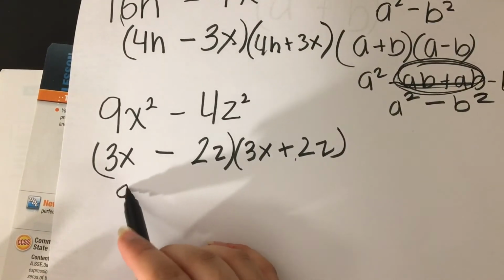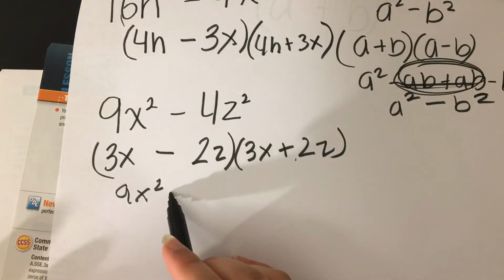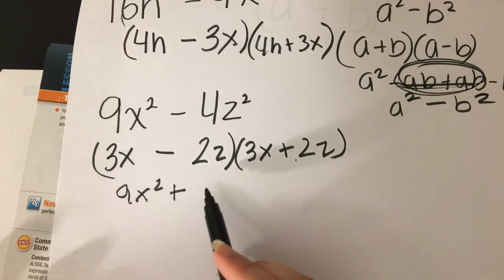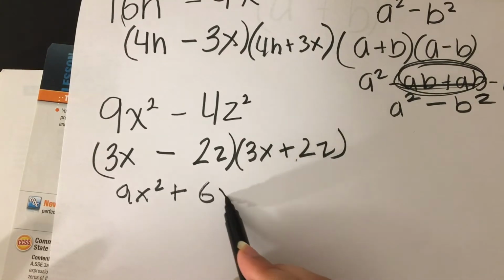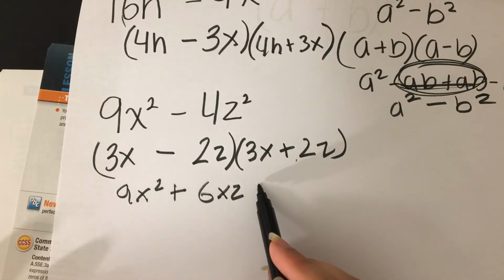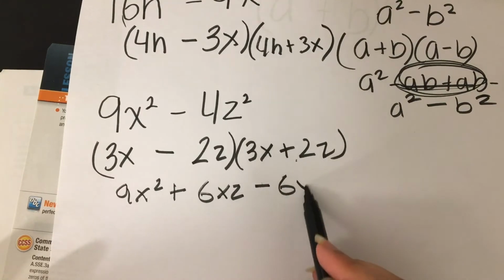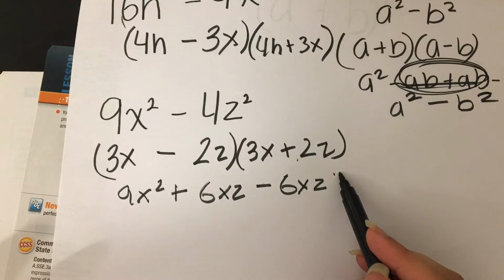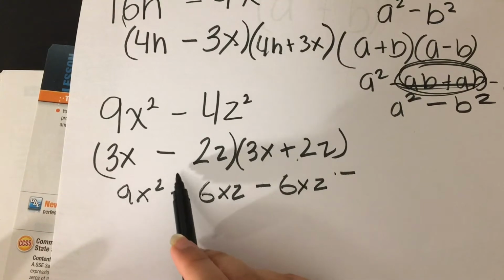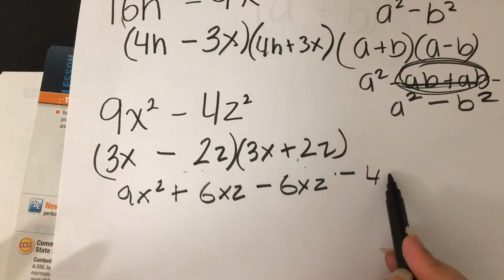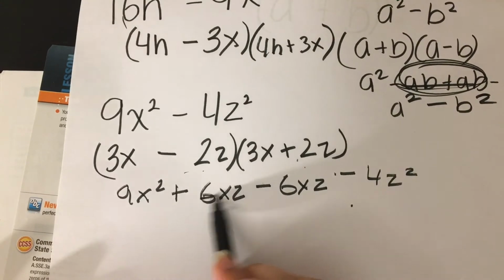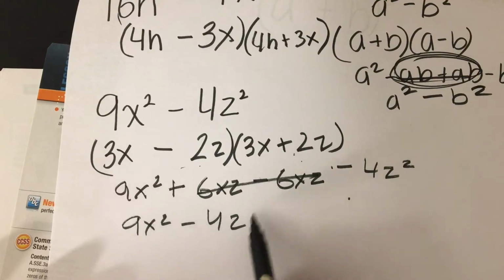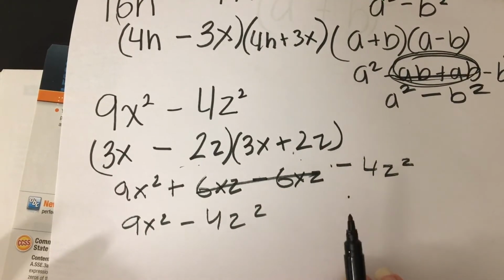would be 9x squared plus 6xz minus 6xz minus 4z squared. And this cancels out and we're left with 9x squared minus 4z squared. See how that all works out?